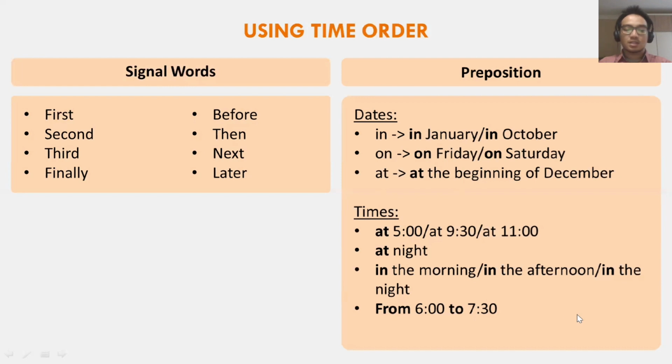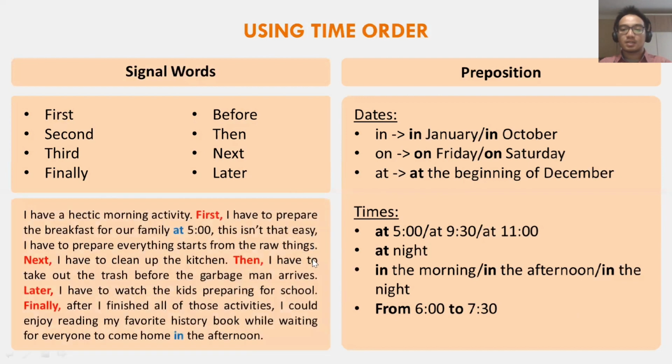Now we're going to try to write a passage by using this time order. Let's practice. As you can see on your screen in the left corner, this is a passage that I have tried to write by using the signal words and the prepositions, and I have marked it. The red one is the signal words, and the blue one is the preposition. Let's read it. I have a hectic morning activity. First, I have to prepare the breakfast for our family at 5.